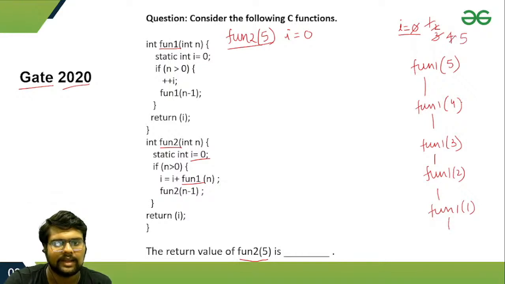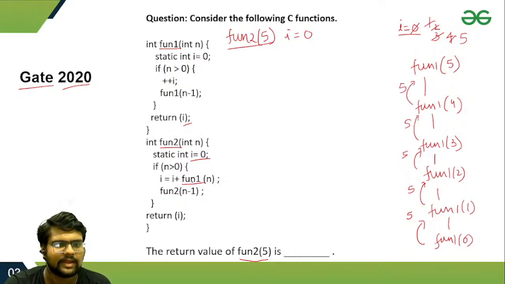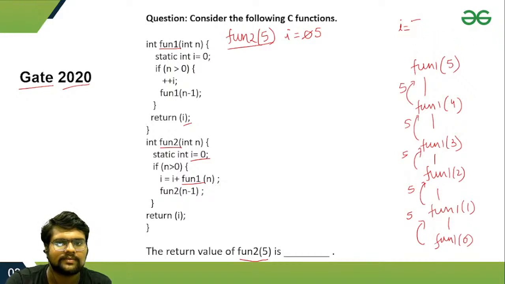Now again i gets incremented to 5, and fun1 of 0 will be called. When fun1 of 0 is called, 0 is not greater than or equal to 0, so we are just returning i here. Since i is a static variable, its value got updated to 5. So 5 will be returned here, then 5 will be returned here, the same here, here, and here also. So we just update the value 5 in i, so i becomes 5. The current value of i is 5 for fun1.